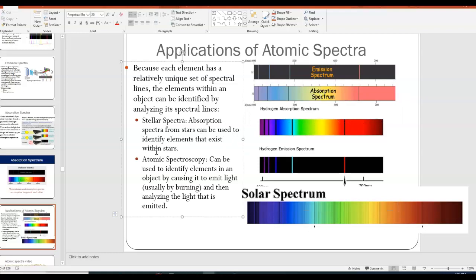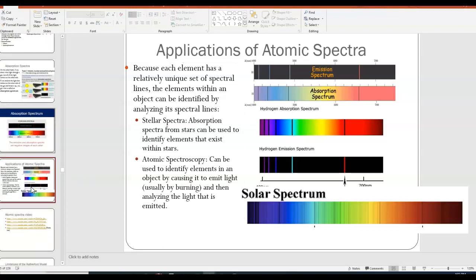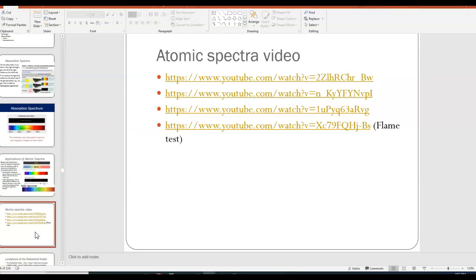Okay, so atomic spectra in general, very, very cool kind of thing in physics that has a lot of useful applications. Normally we would check out some of these videos. I will put the link in so you can watch them.